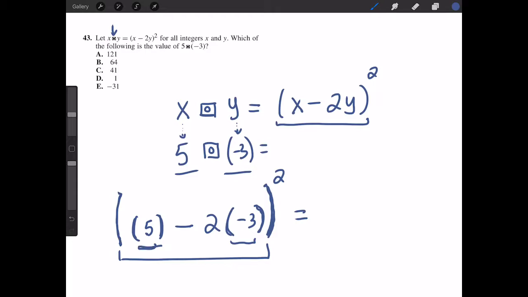All right, so this parenthesis set for the 5 is not really necessary, so big parentheses, 5, then subtract, minus. Now how much is 2 times -3? Well, 2 times -3 is -6. So in parentheses, I put -6, close and close the big parentheses and square.